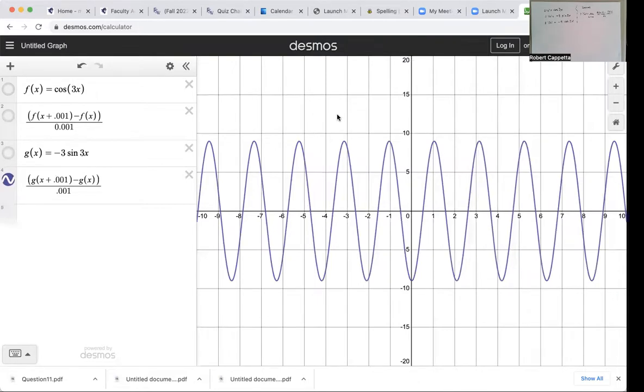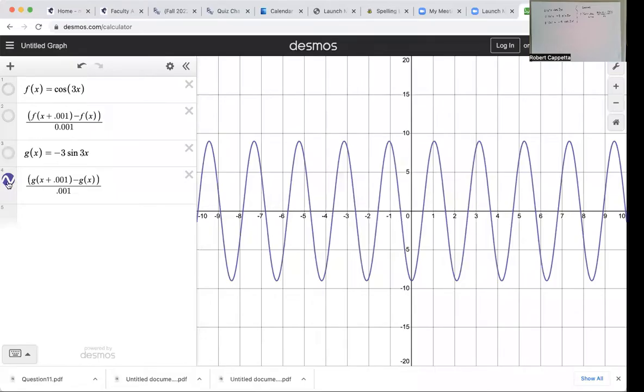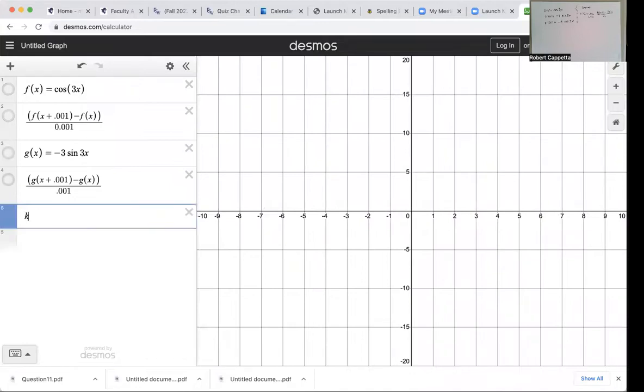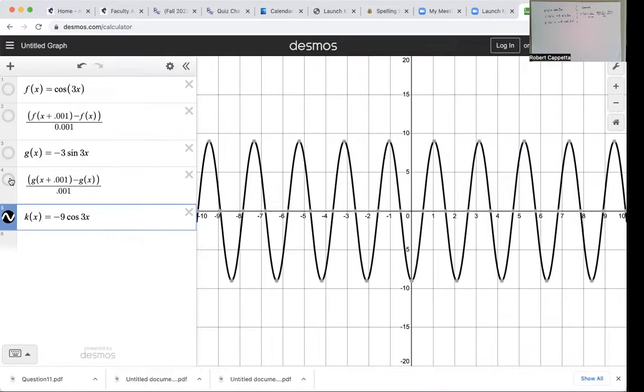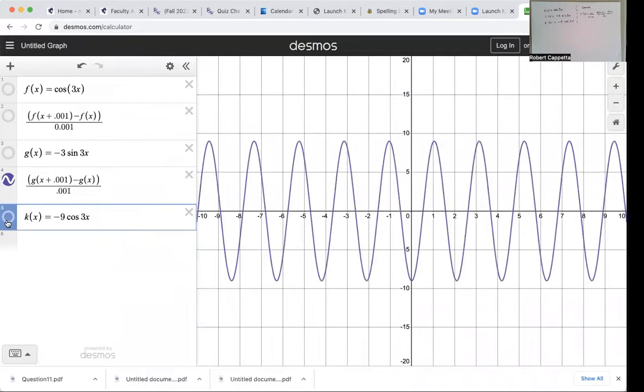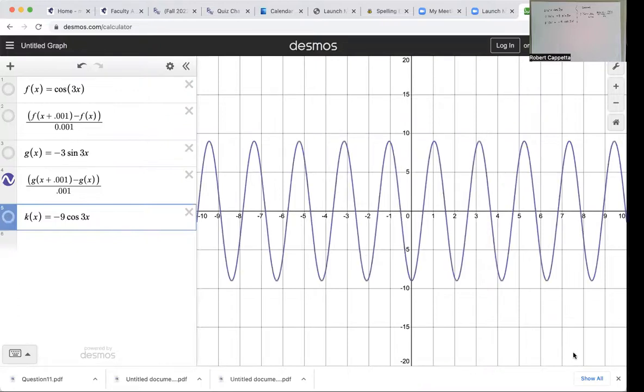Okay. And then I want to see if what I believe the second derivative is matches this purple function. What did I think the second derivative was? I thought it was negative 9 cos 3x. Let's see if it is. Turn this purple function off. Call it k of x, because what we think is the derivative is negative 9 cos 3x. Does it match? Does the black function match the purple function we had before? It looks like it does. And that should do it for us.